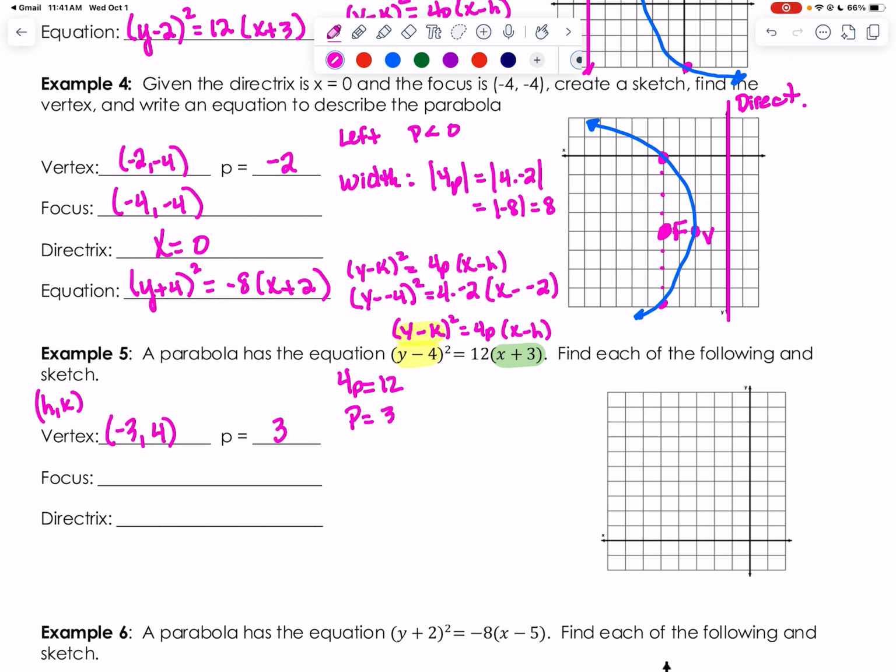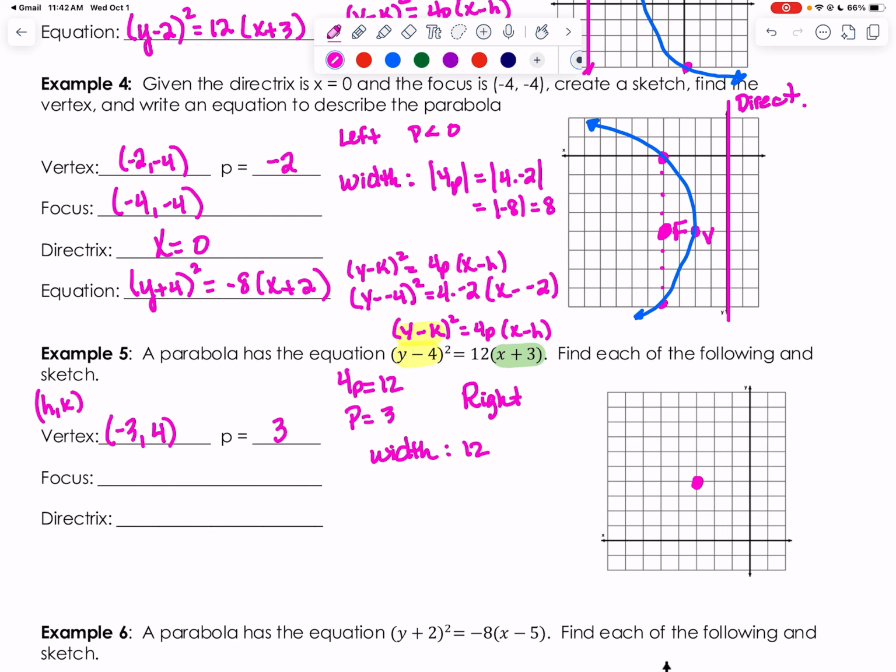Now, because the value of p is positive and the y is squared, I know this parabola is going to open to the right. All right. I also know the width of this parabola is 12 units. All right, now let's plot what we know. We know that we have a vertex at negative 3, positive 4.